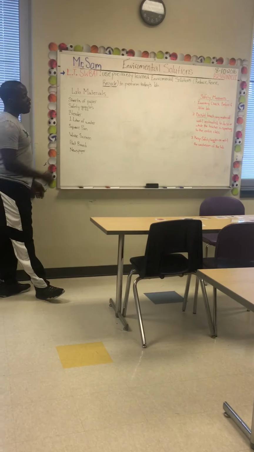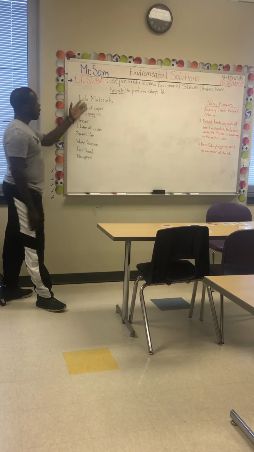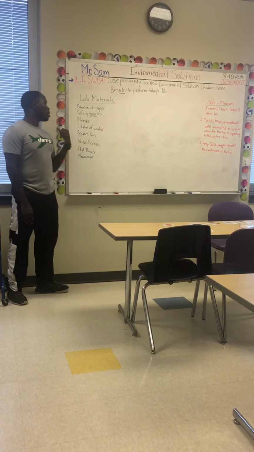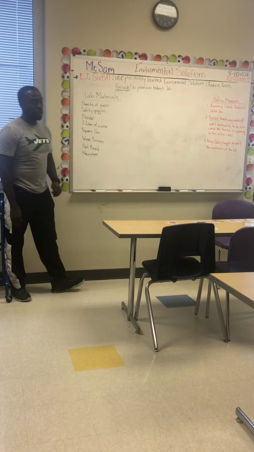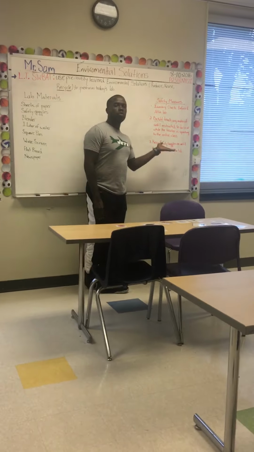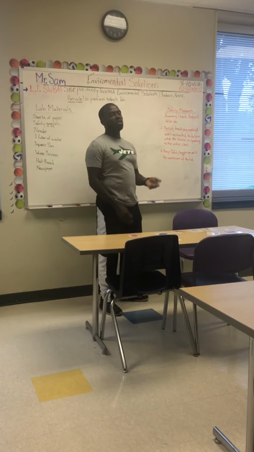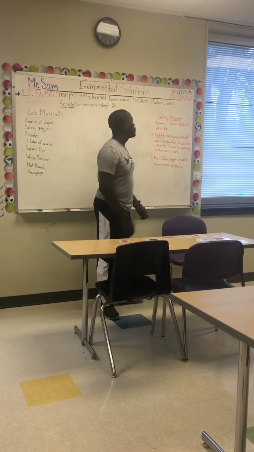So we'll go over the lab materials, then we'll go over the safety measures, and after that we'll get into the lesson. So our lab materials are listed: sheets of paper, safety goggles, a blender, 1 liter of water, square pan, a wide screen, flat board, and newspaper, okay? Then we go over to the safety measures. I also use the red marker, just so the kids know that the red is more of a color of warning, okay?